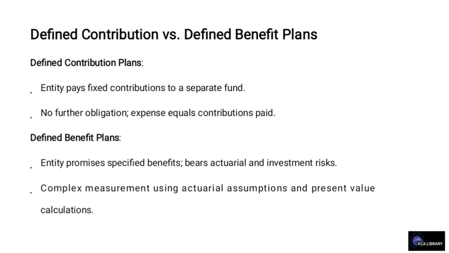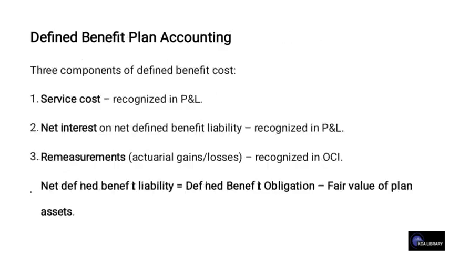Let's bring out the difference between defined contribution and defined benefit plan. The defined contribution plan is that in which an entity pays a fixed contribution to a separate fund, and there is no further obligation. An expense equals the contribution that was paid. For defined benefit plan, the entity promises specified benefit and bears the actuarial and investment risk on it. Complex measurement using actuarial assumption and present value calculation is used under the defined benefit plan.